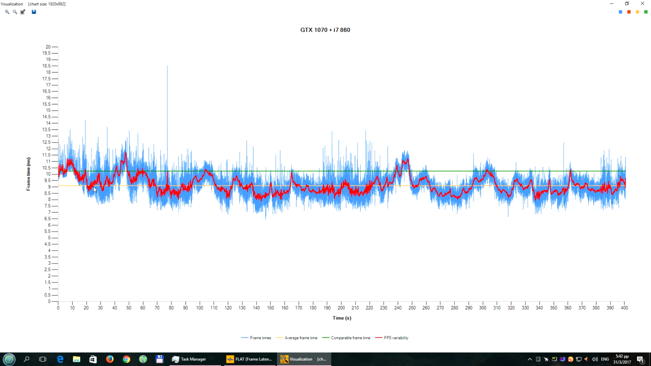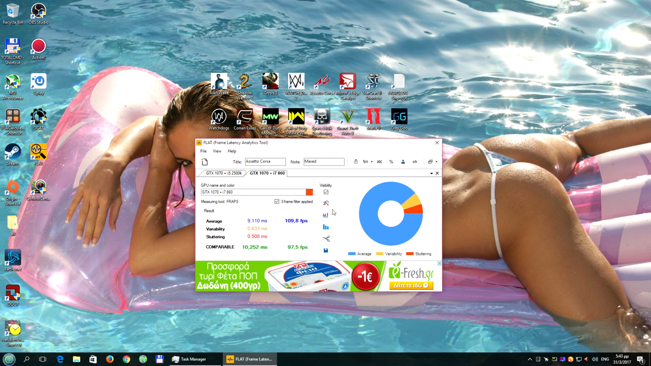Let's see the visualization of the 860 first. We do have frame spikes for about 2 milliseconds in length, but these are frame to frame spikes, because otherwise I think that Fraps would have caught that. Overall the frame times are very low, however, as you can see. The green line shows the comparable frame rate and the yellow line shows the average, which is at 9 milliseconds. Crazy fast performance.